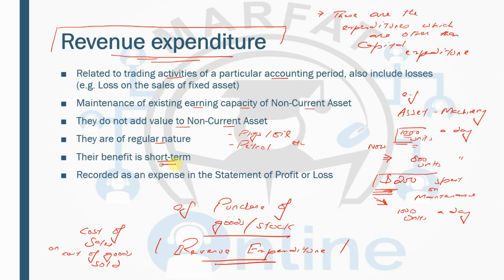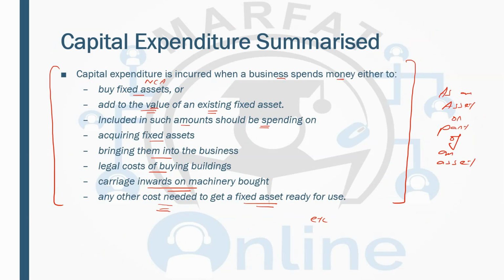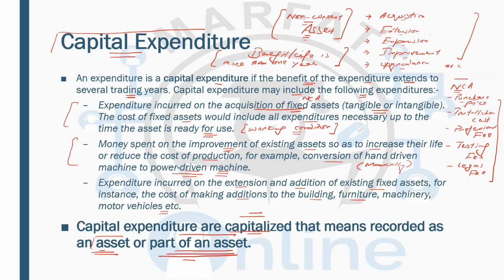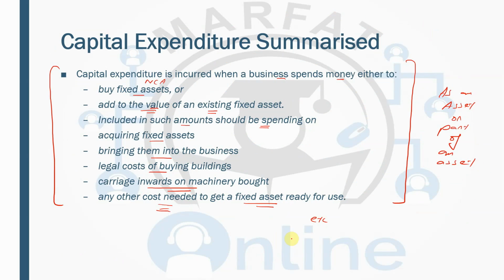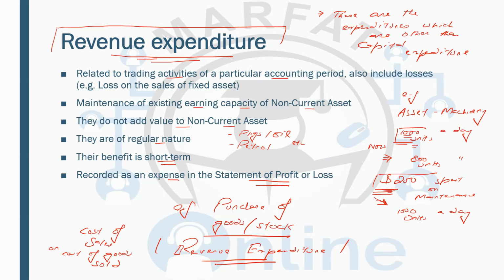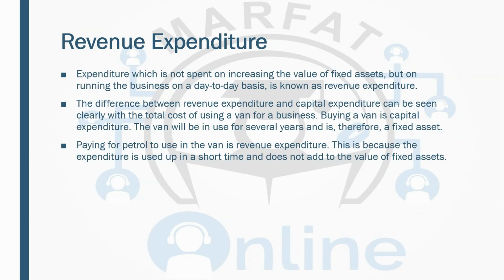Their benefit is short term, recorded as an expense in the statement of profit and loss. So the main difference is that capital expenditures are capitalized in the statement of financial position. They are recorded as an asset. But revenue expenditures are recorded as an expense in the statement of profit or loss. So this is the basic differentiation you need to learn.